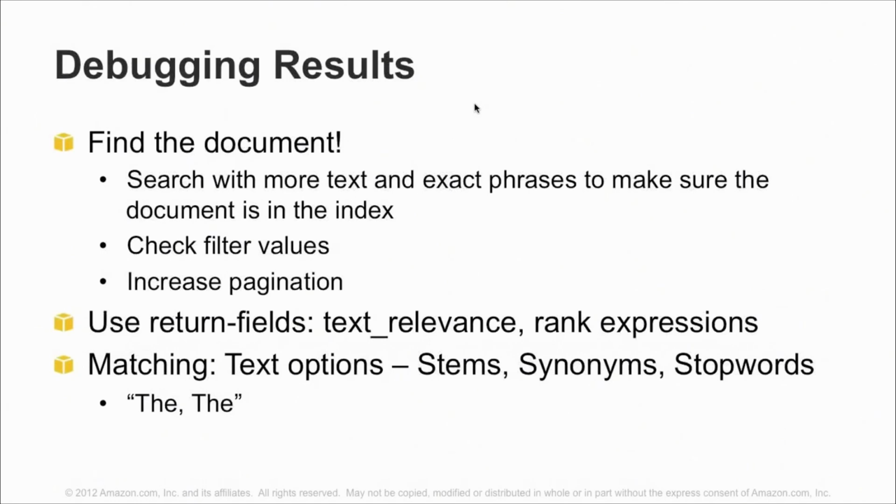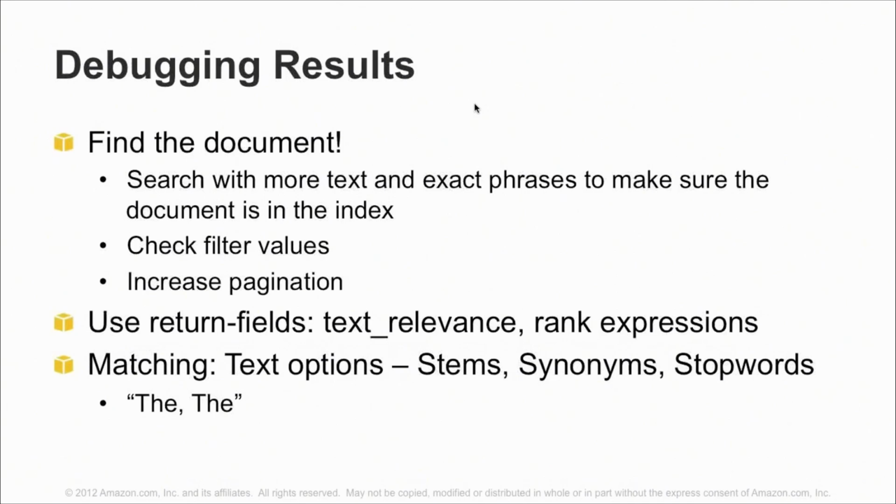So we're just going to talk a little bit about debugging search results. The most important thing about debugging search results is to find the document itself. Seems like an obvious point, but more often than not, either some piece of text is missing off the source document, or the source document is not actually in the index.